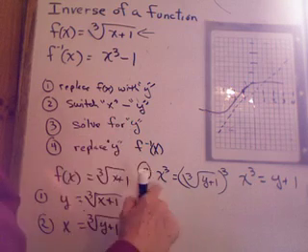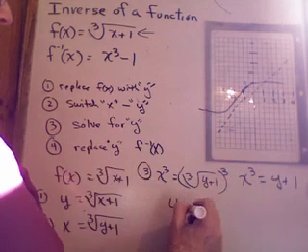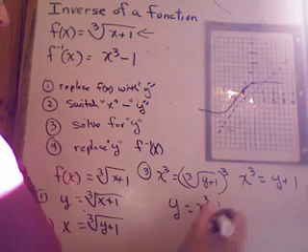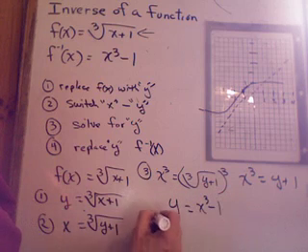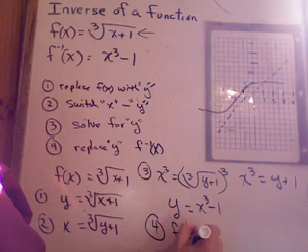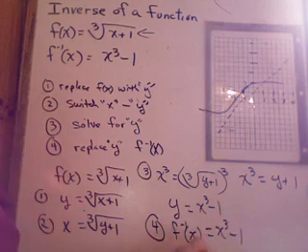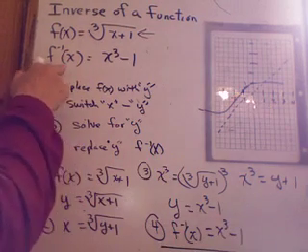Oh, solve for y. I didn't finish, did I? Move the 1 over. So y equals x cubed minus 1. Step 4, replace that y with f inverse of x, equals x cubed minus 1. Look, I got the inverse, so that's right.